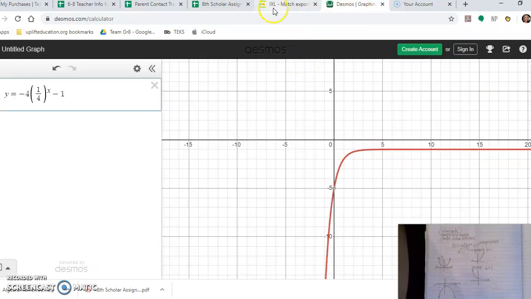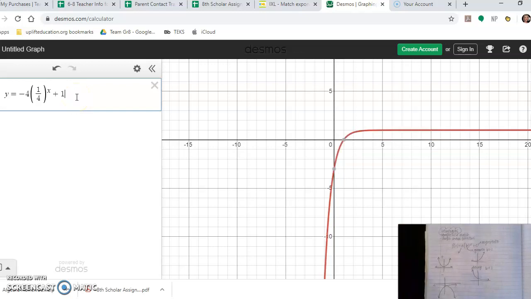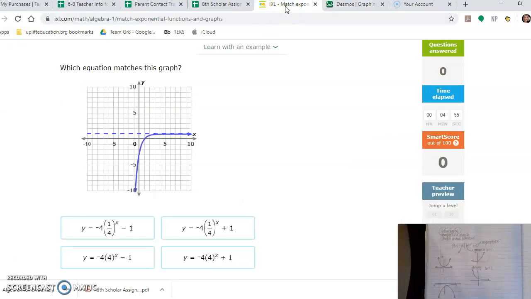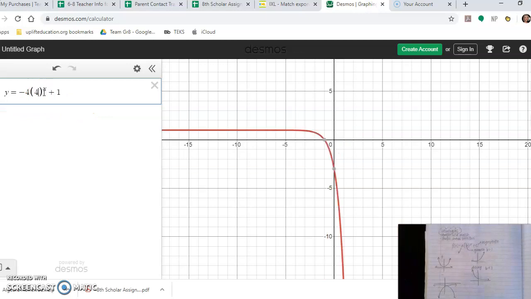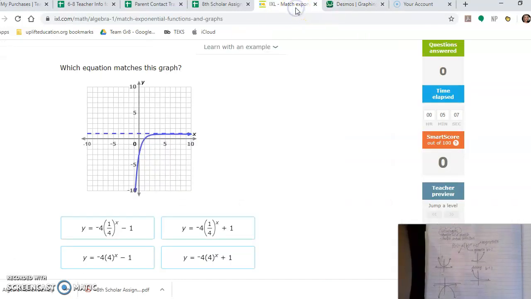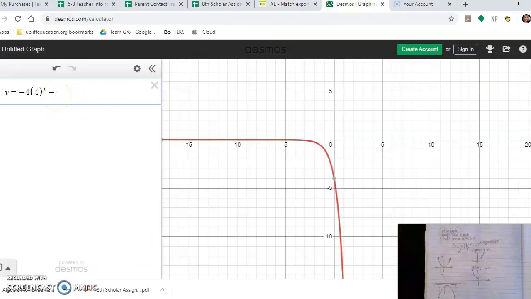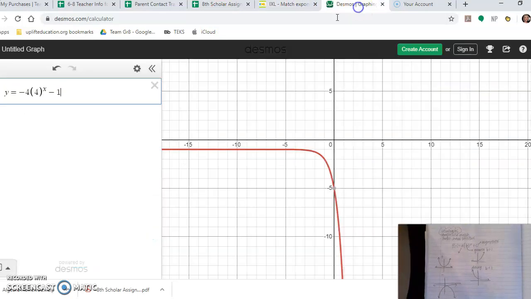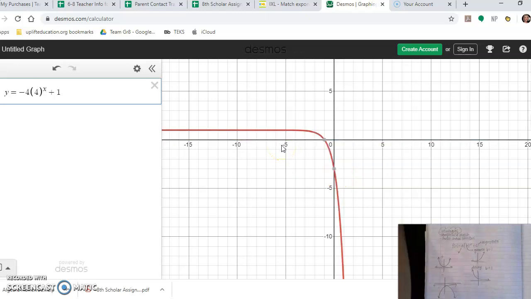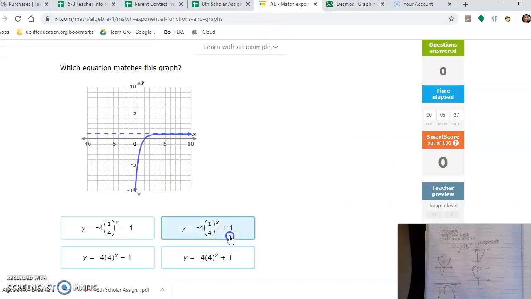That's below the graph. Let's do +1. Yeah, that kind of looks like that one, so I'm going to hold on to this one. Then I'll do -4, and instead of 1/4, it's 4 to the x minus 1. That doesn't look like that one. And then -4 to the x plus 1. My graph doesn't look like that one either. So my answer was this one.